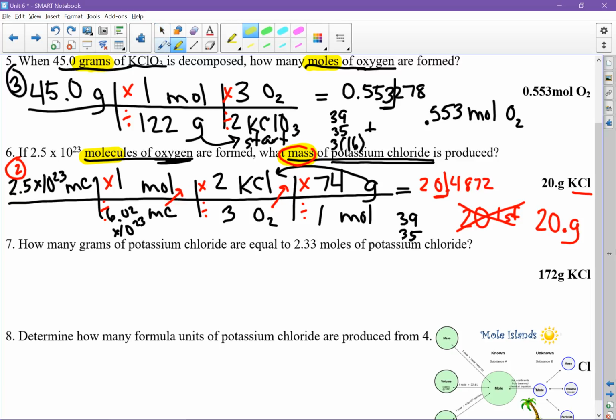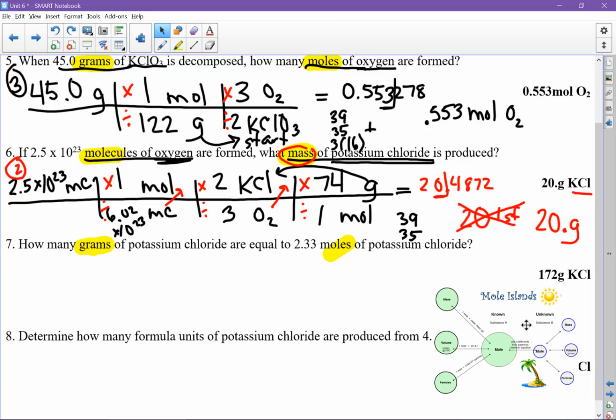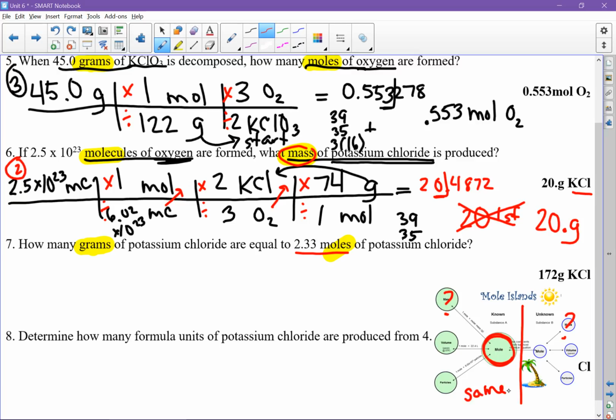Alright, let's check out the next one. Here I see grams and I see moles in my fence. So let's find those two islands. They give me a number in moles, so that means I'm here. The question is, are we going to this mass or are we going to this mass? The way that we'll figure that out is if it's the same chemical, we can stay on that side. If it's a different chemical, though, we'll have to cross over to the other one.